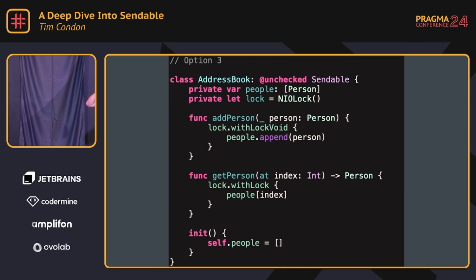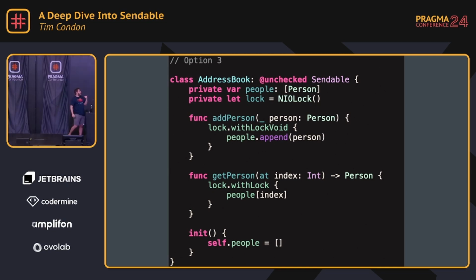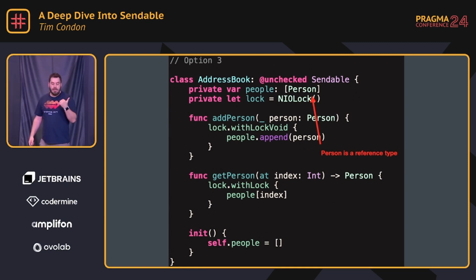Nope, the initializer's fine. Person's a reference type here. And it means someone else could hold a reference to the person and mutate that at the same time.